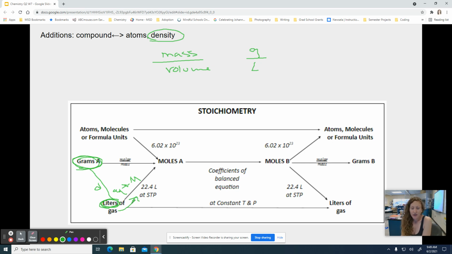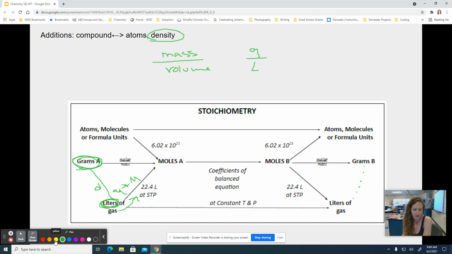But we do have this direct connection between liters and grams. Now, why don't they put a connection here? Why don't they have that line in there permanently? Why don't they display density here? Well, it's because density is not something that we can easily find.